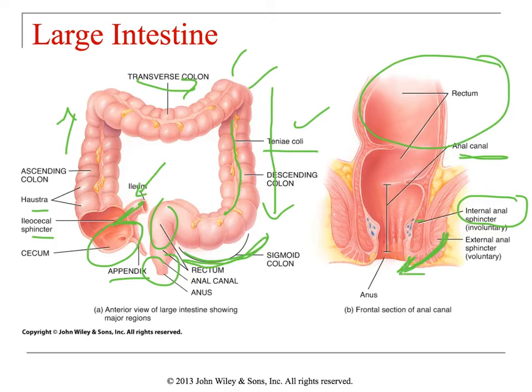Okay, so the internal sphincter is going to be involuntary whenever it's stretched. Rectum stretched, it's going to tell this to relax. And then after that relaxes, it'll go to your brain. Your brain, you'll say, is it time, is it the place? And then if you relax this, then you have a bowel movement.